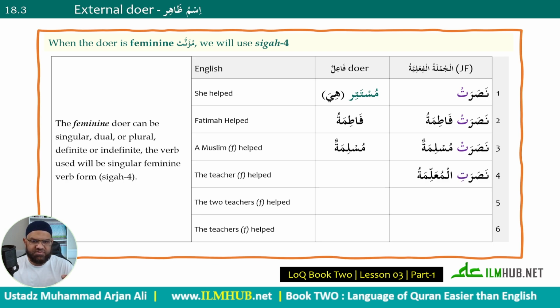Nasaratil muallimatu. The teacher, female teacher, helped. And I put this example just to illustrate to you what I've done here. And again, please note, this is Nasarat. So the opposite here. Why did I put T here? Because of al. I cannot read this with a sukun. I'll end up with two sukuns meeting, which is impossible in Arabic to read.